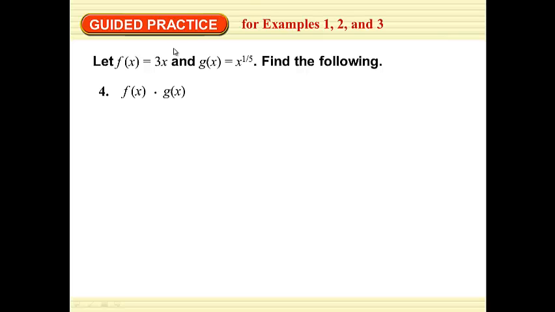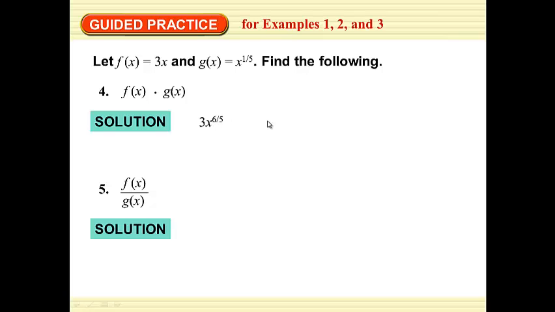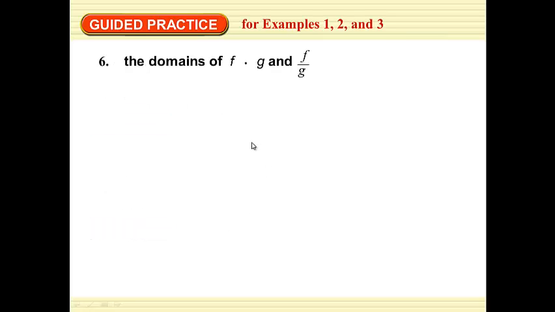Okay. How about the product of the two? F of x times g of x. We get 3x to the 6/5 because this is x to the 1 times x to the 1/5. I'm adding the powers. 5/5 plus 1/5 is 6/5. Okay, division, you would subtract the power. So you got 3x over x to the 1/5. So 1 minus 1/5 is 4/5.